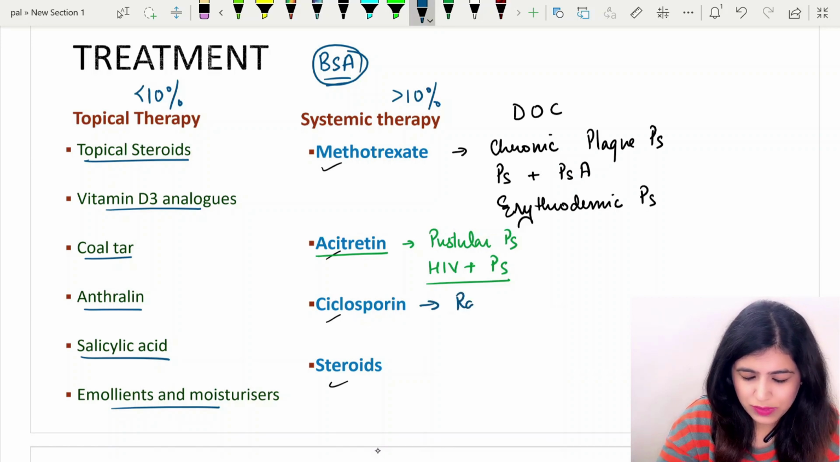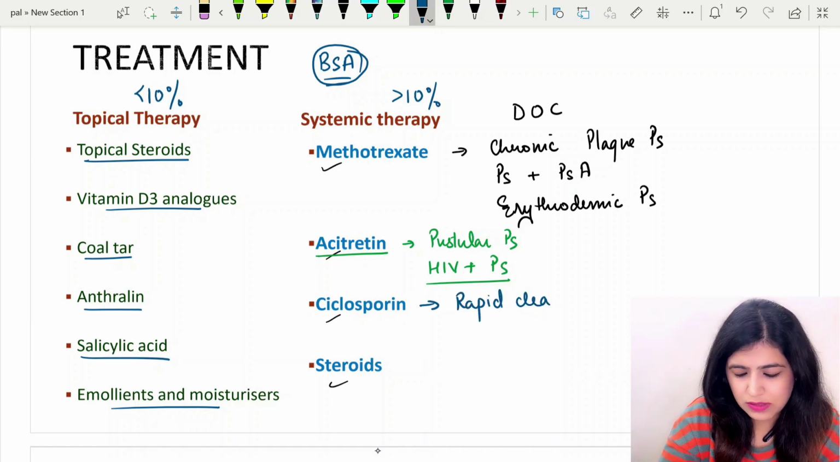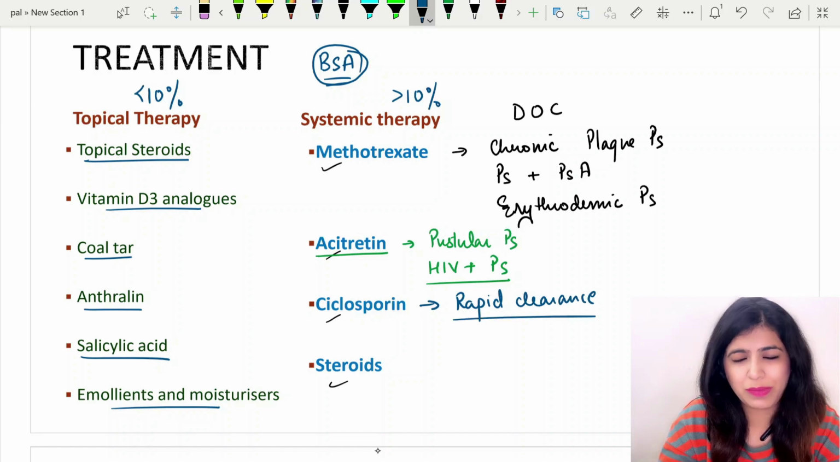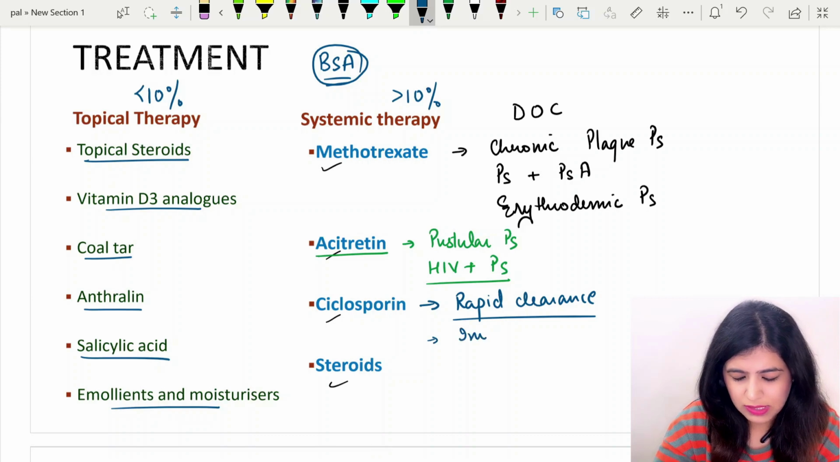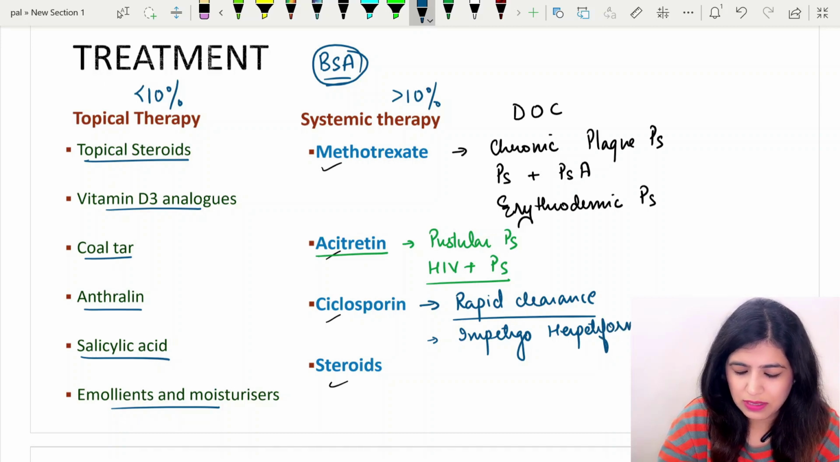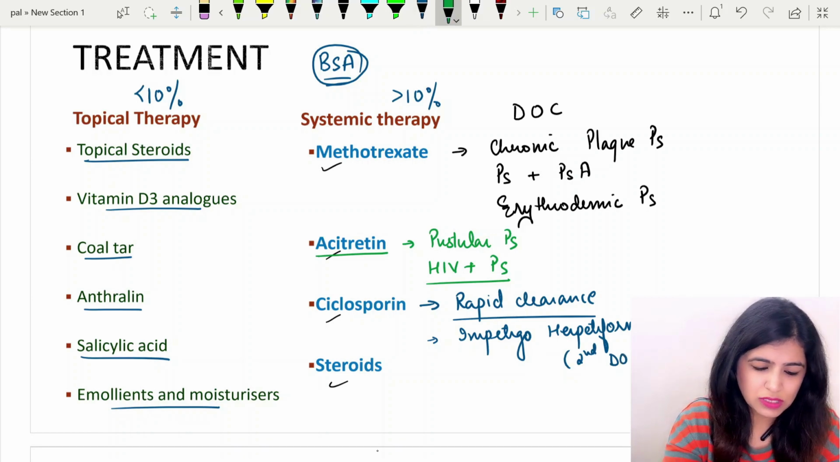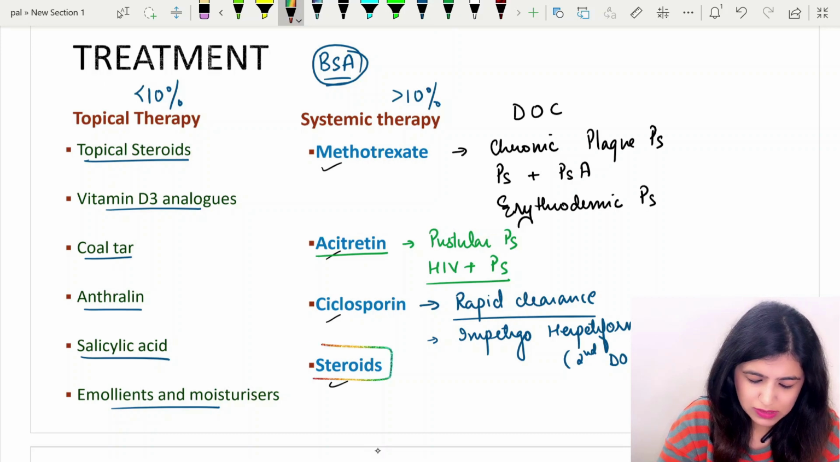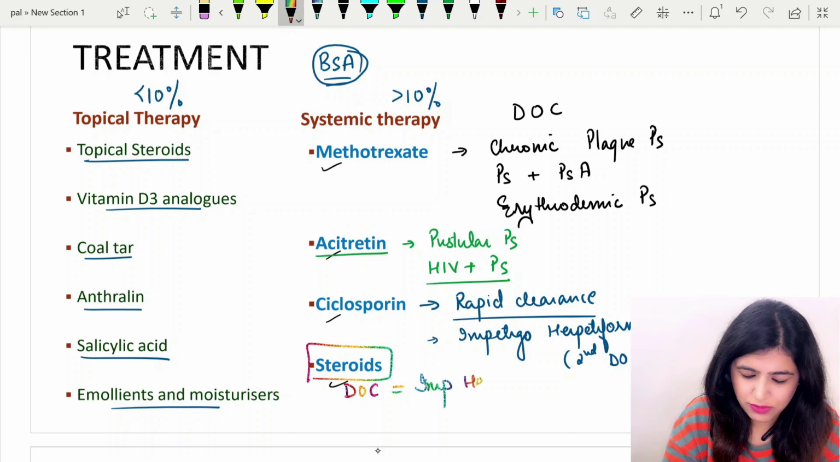Cyclosporin is used when you need a rapid clearance of the lesions, like an upcoming wedding, a meeting, an important professional event, or a patient is suffering from impetigo herpetiformis, which is the generalized pustular psoriasis in pregnancy, where it is the second drug of choice. What is the first drug of choice in impetigo herpetiformis?